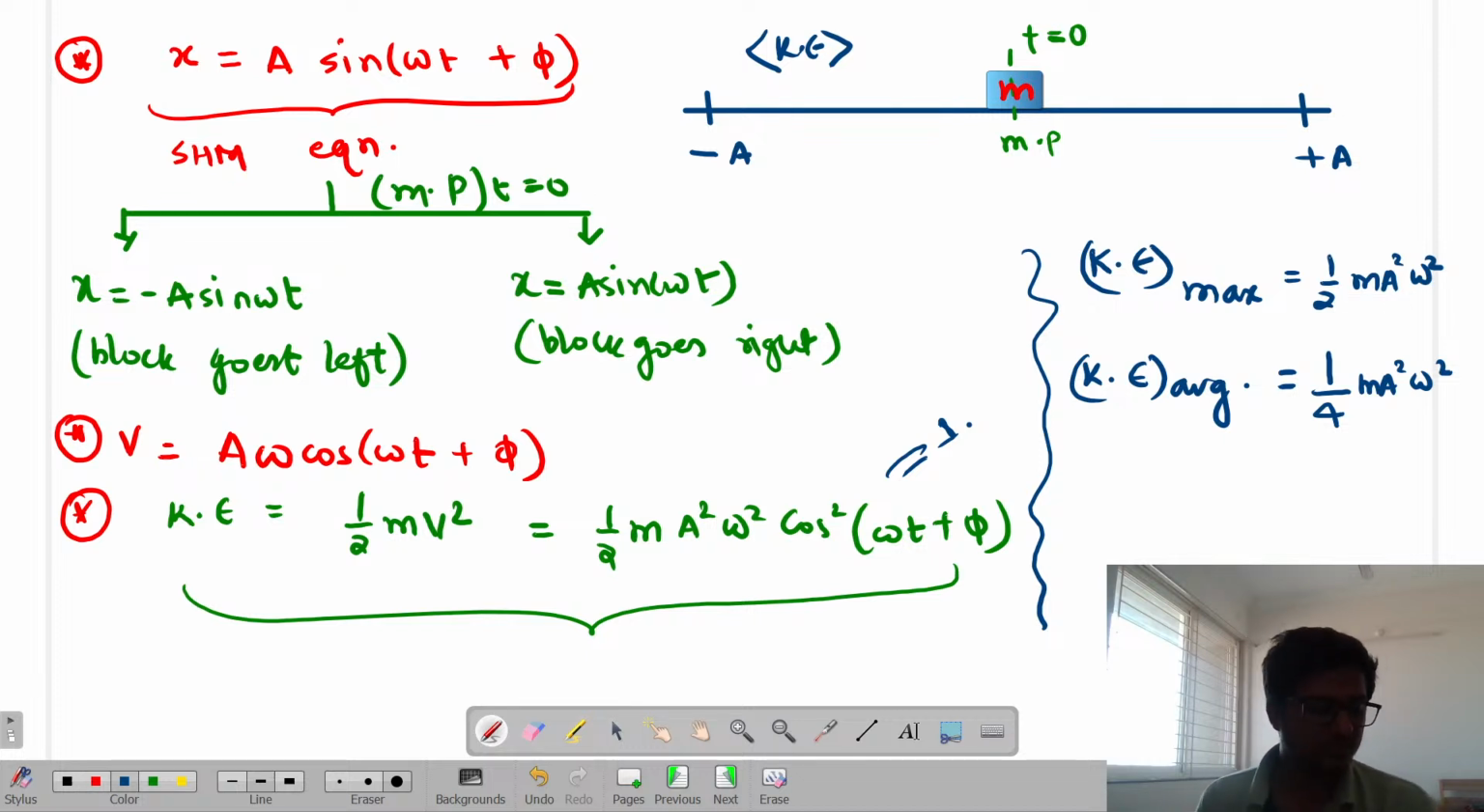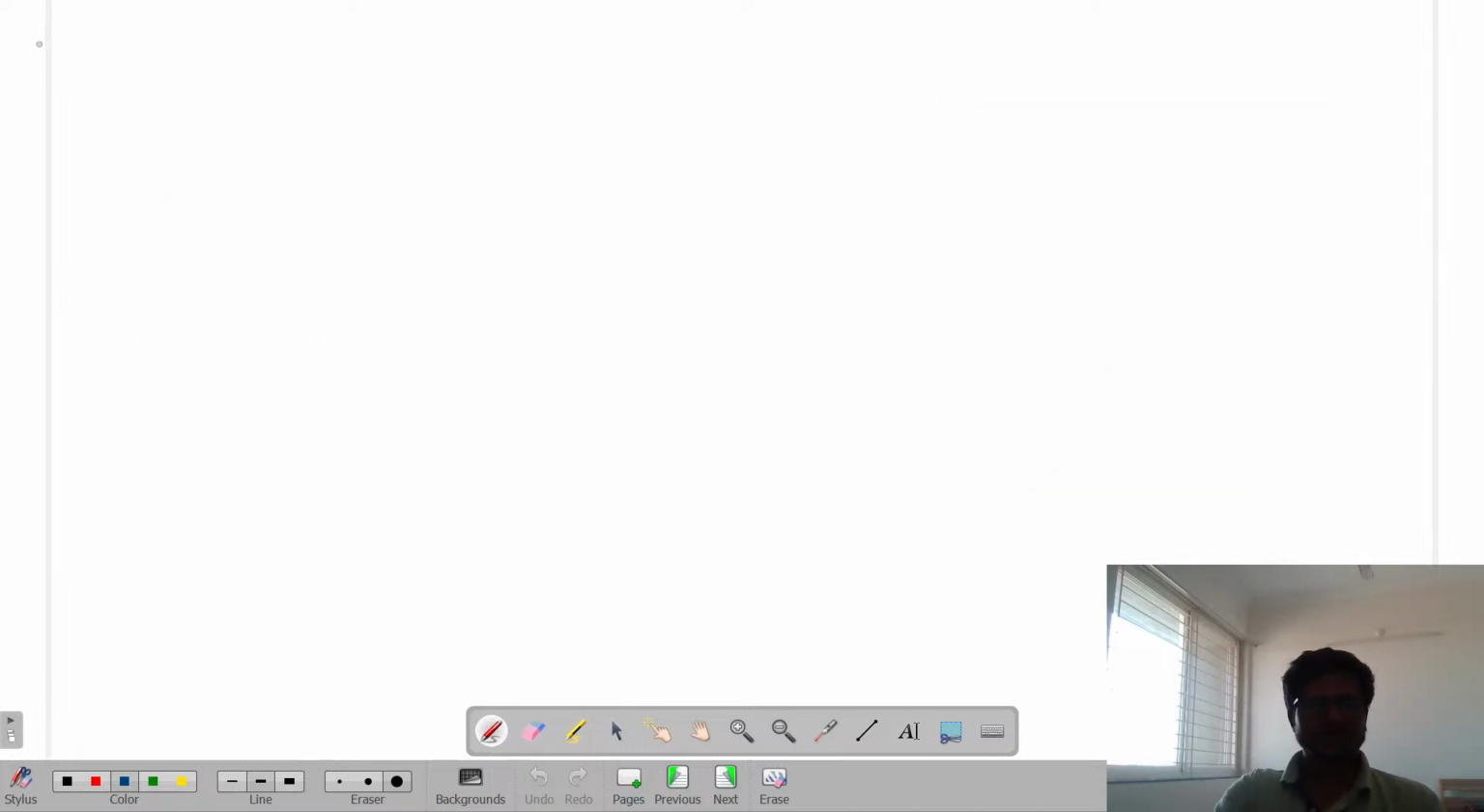See, what can be the minimum kinetic energy? That can be only zero, or not? Okay, so we got two to three important points, that kinetic energy as a formula. The kinetic energy for a body performing SHM is written as half m.